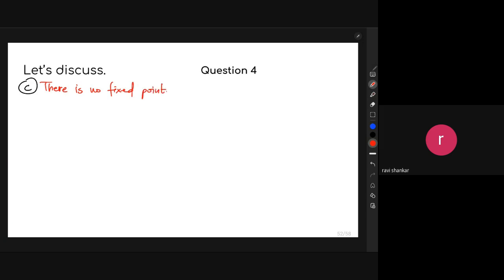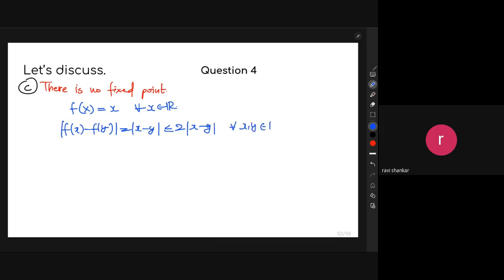For that, we need to come up with an example function which satisfies the hypothesis. So let us take f(x) to be the identity function, which is x for all x in R. If I take this function, clearly f(x) minus f(y) is equal to x minus y, which is smaller than 2 times |x minus y|. So this inequality is satisfied, and the hypothesis of the function is satisfied.